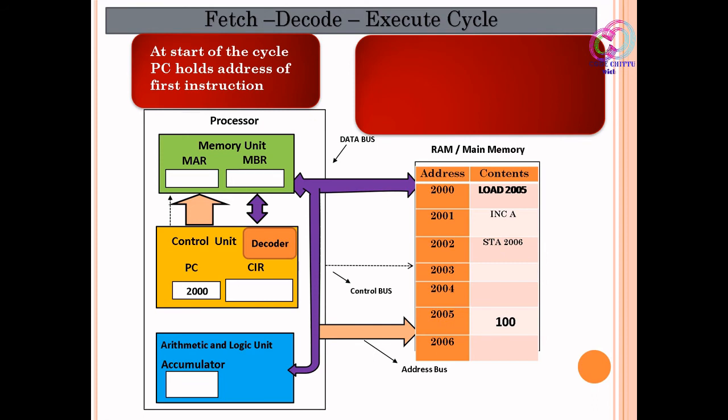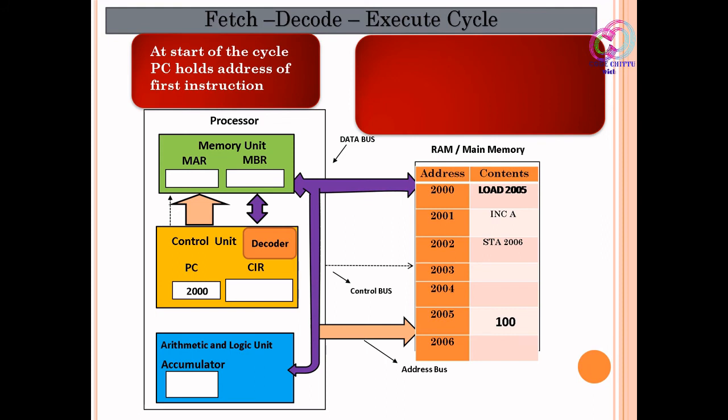Mostly in a processor, binary values or hexadecimal values will be stored. So for our understanding, I just wrote the assembly language, that is mnemonic code, the microprocessor programming language. So here, load 2005. What it means is that it has to load the value present in 2005 into the accumulator, because it didn't refer to any other place. So load means it has to load the value into the accumulator, that is all it will do.